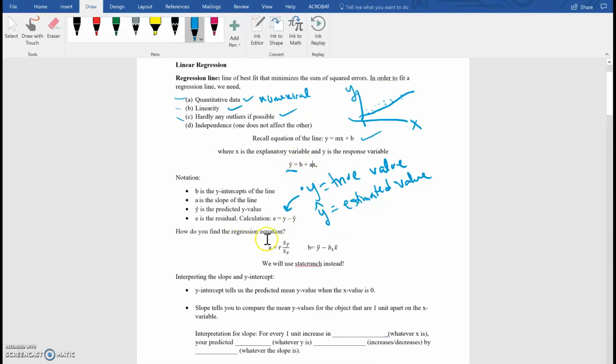Okay, so how do you find the regression equation? Here are the formulas. We're not really going to use them, so I just went ahead and put them there. Instead, what we're going to be doing is using the StatCrunch output instead.